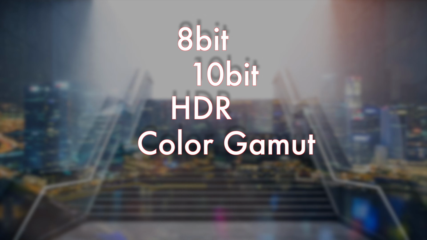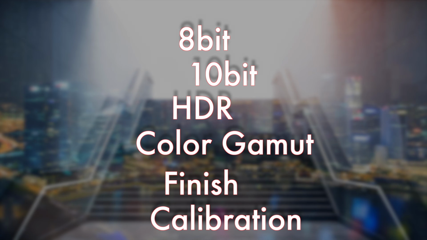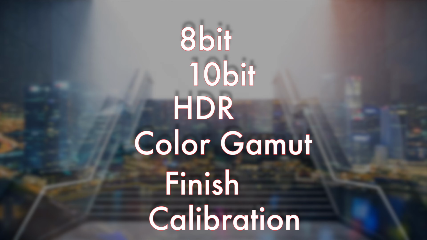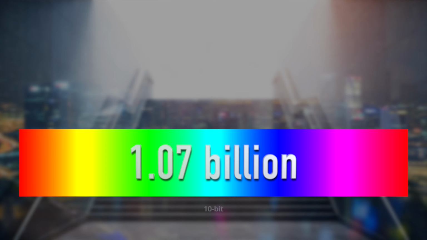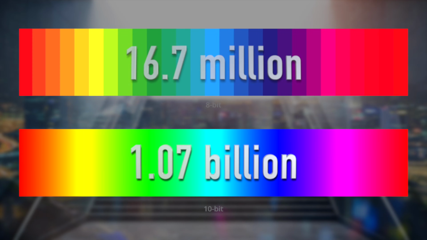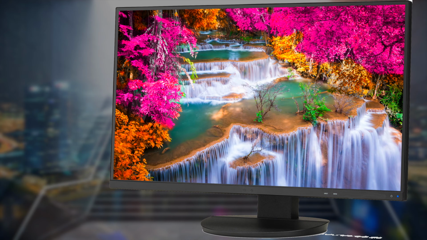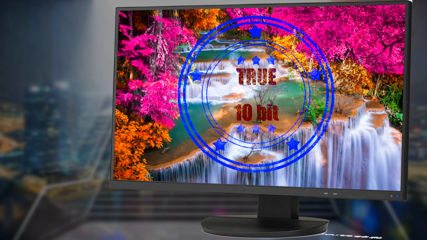And now let's talk about 8-bit or 10-bit, HDR, color gamut, finish, and calibration. Simply put, 10-bit displays can reproduce 1.07 billion colors, with a B, versus 16.7 million, with an M, for 8-bit displays. Huge difference, isn't it?